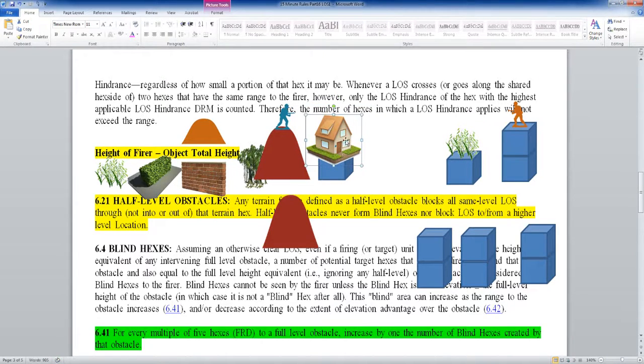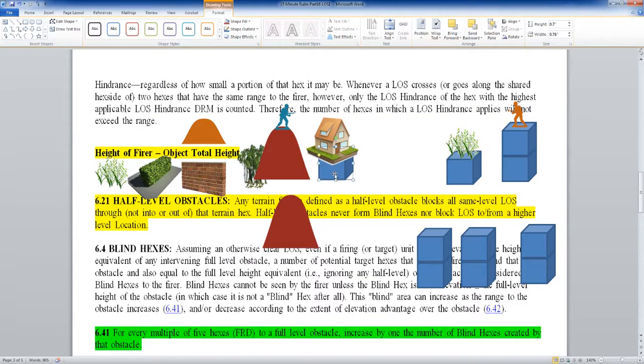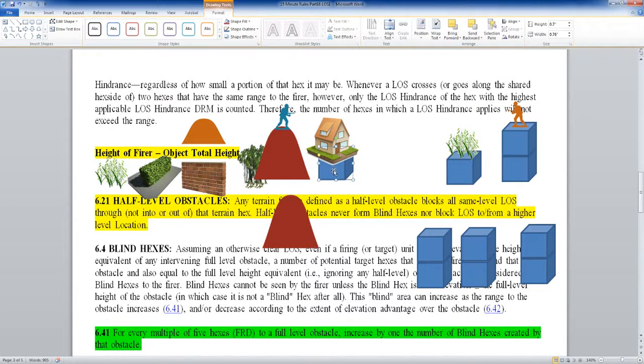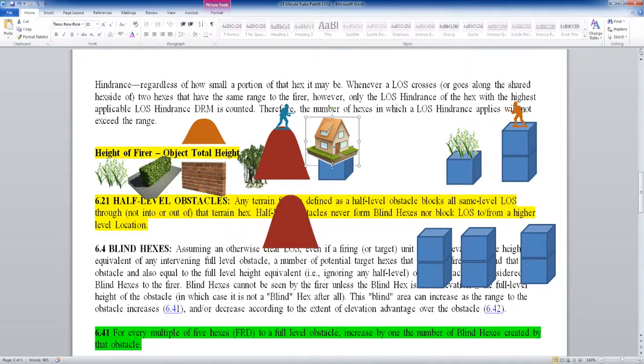Now that looks a little weird. Let me lower it down there and make it a little more reasonable. So if we have a level 1 house on a level 2 hill, it's still only 1 plus 1 is 2. I'm on a level 2 hill. I can see over that house, past it, and onto the next hex.